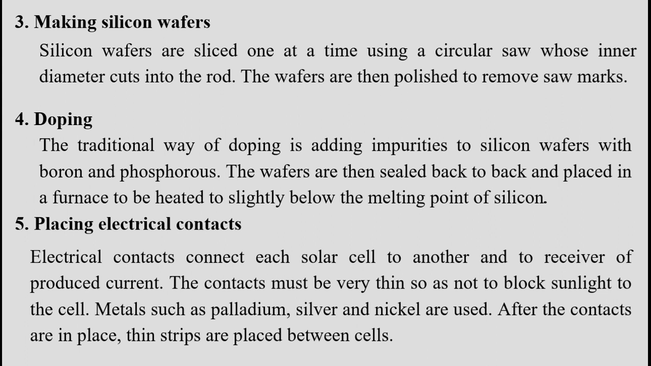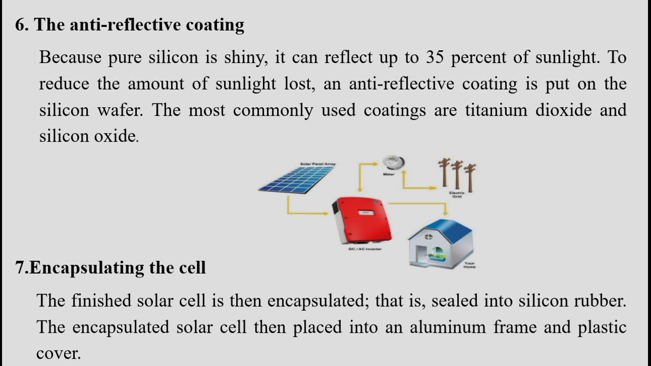The contact must be very thin so as not to block the sunlight to the cell. Metals such as palladium or nickel are used. After the contacts are in place, then a stripe is placed between the cells in order to get a complete circuit. This is how we place the electrical contact, completing the solar cell, and then we have metal contact for the completion of the electrical circuit. And then we have another important process, that is the anti-reflective coating.